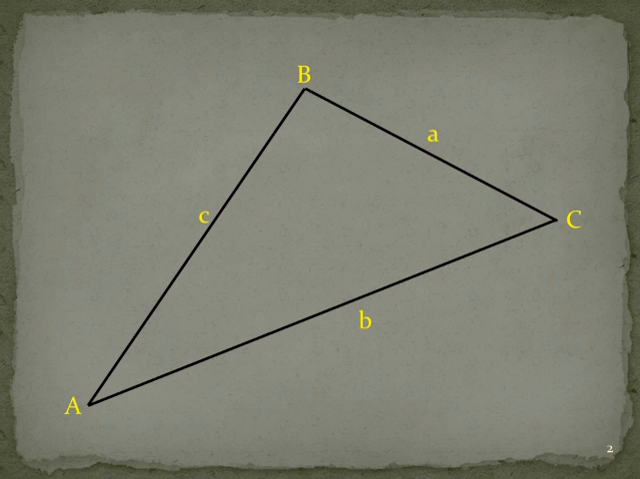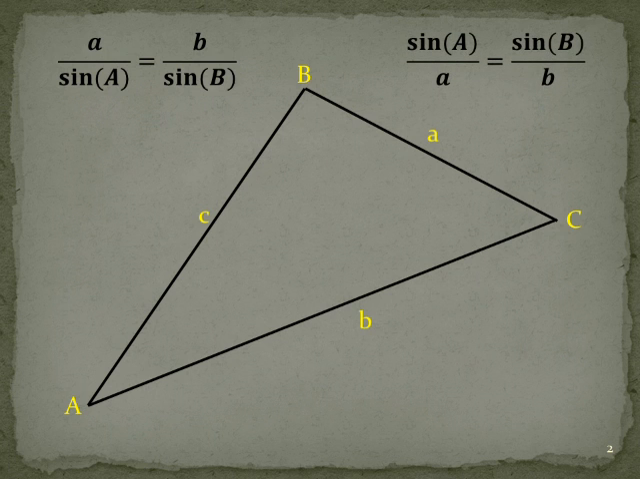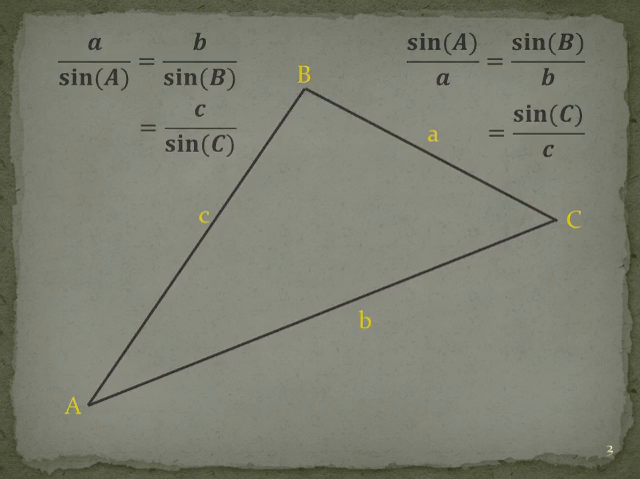Sine rule is A over sine A is B over sine B. This is how you use it practically. Alternatively, you can flip it upside down and have sine A over A is equal to sine B over B. And of course, because we're not distinguishing any particular characteristics of each of the angles, that's equal to C over sine C or sine C over C, depending on which on the left or the right of the screen.